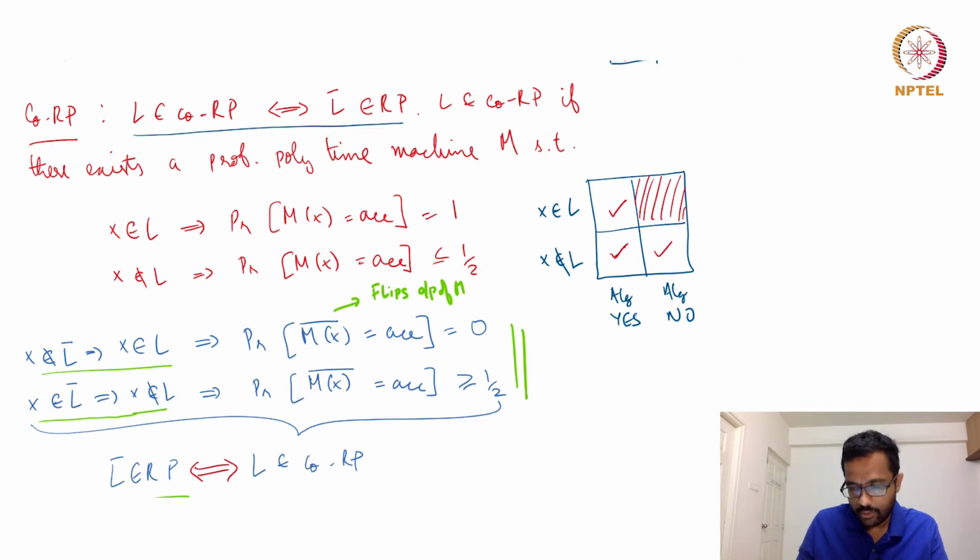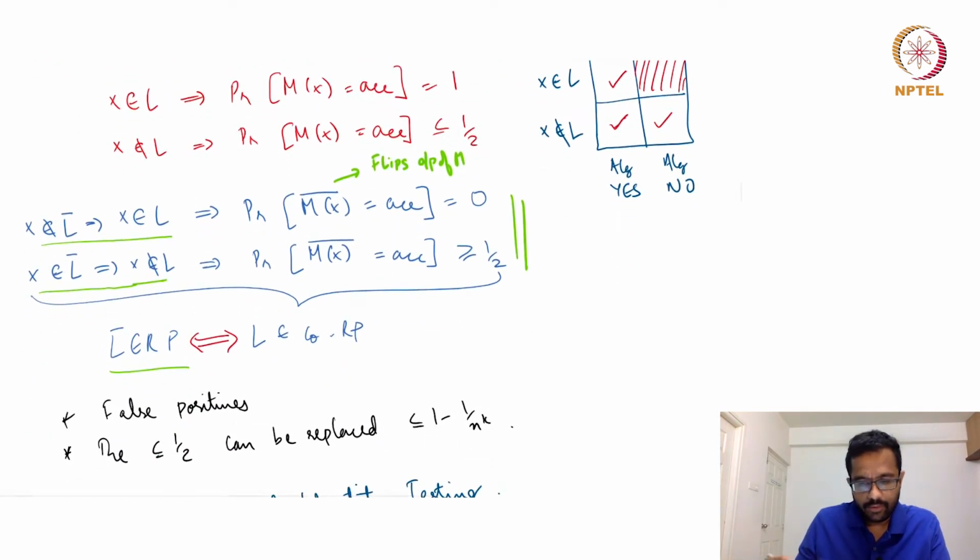So this shows the acceptance for x not in the language should be at most half, but instead of this half we could have at most 2/3 or 3/4 or 0.9. And we can even come very close to 1. We could come polynomially close to 1, like 1 minus 1 over n to the power k, but we cannot come closer than 1 minus inverse polynomial.